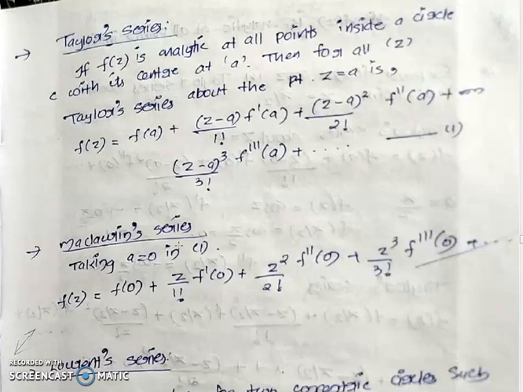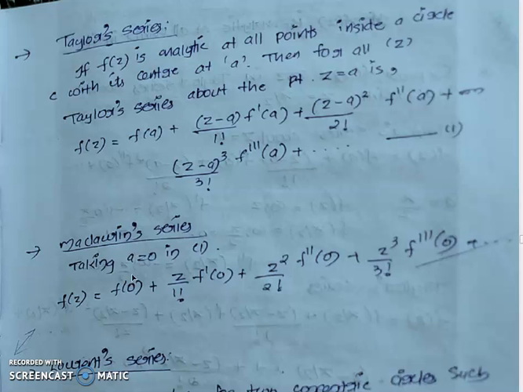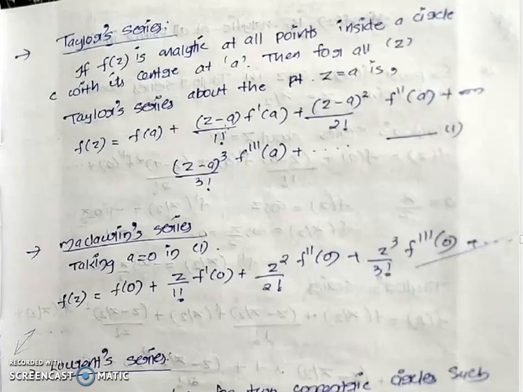Then we have Maclaurin series, when you take a is equal to 0 in Taylor series. So Taylor series is equation number 1. In equation number 1, when a is 0, we get the Maclaurin series. f of z equal to, replace a by 0, f of 0 plus z minus 0 is z, so z into f dash of 0 by 1 factorial plus z square by 2 factorial f double dash of 0, z cube by 3 factorial f triple dash of 0 plus etc. So this gives the Maclaurin series.